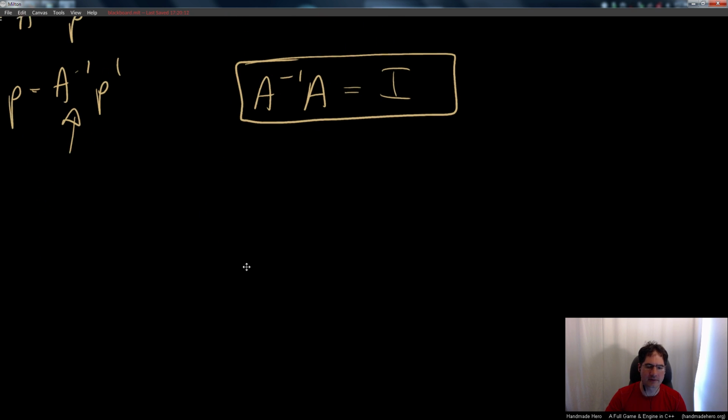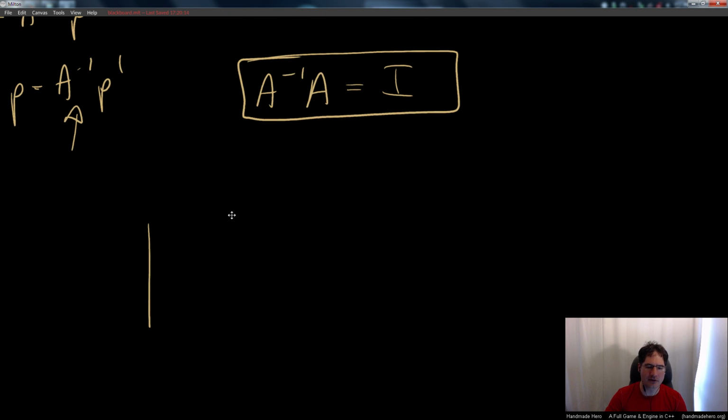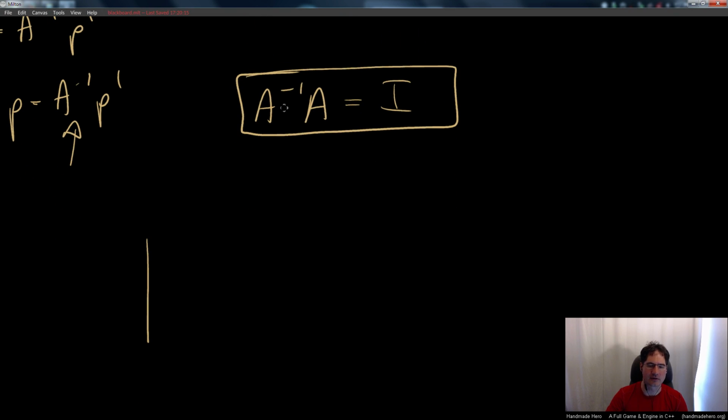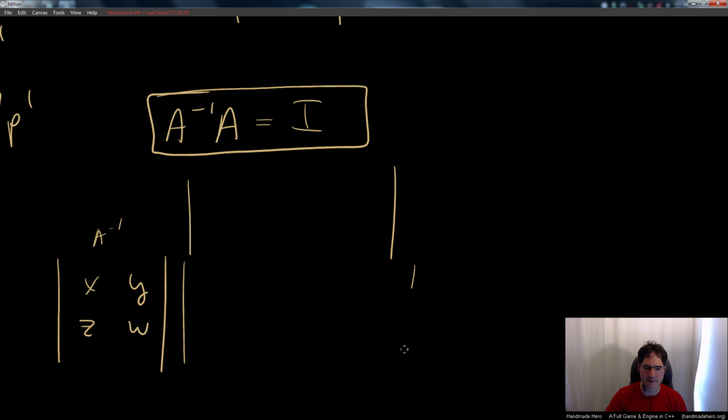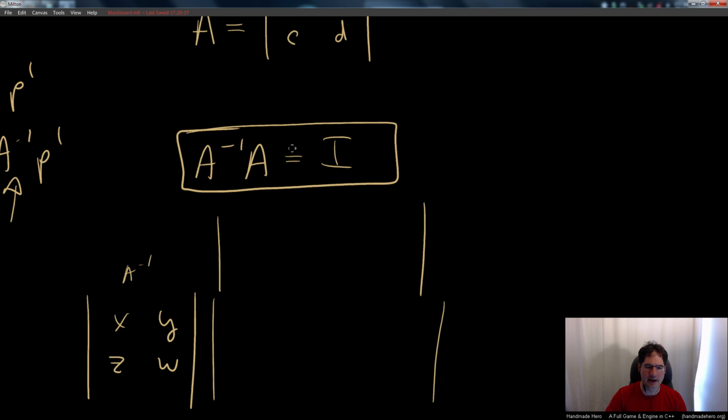So take a look at what ends up happening here. I have an A inverse matrix. I don't know any of the values of this A inverse matrix, right? I have no idea what they are. So let's just say we have X, Y, Z, W as the terms of my inverse matrix, right? So this is my A inverse here. And then I've got my A matrix, right? And I'm going to make my A matrix kind of big because we're going to need room for our terms down here, right? And my A matrix, I just said, was A, B, C, D, okay?